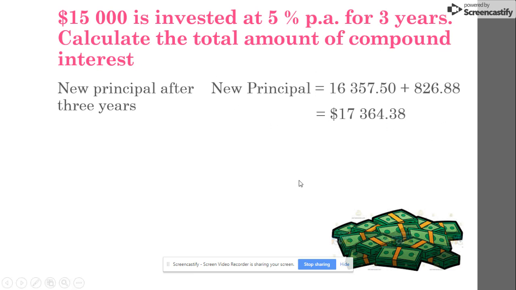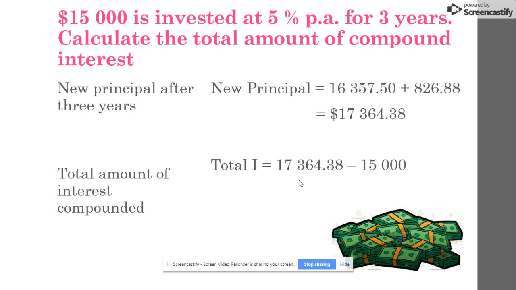But the question said, how much did you make? How much compound interest did you make? So we tell them the total amount of interest compounded would be 17,364.38, which is what we've now got, take away 15,000, because that's what we started with. And our answer is 2,364.38. And that's our answer. That's how much we made.